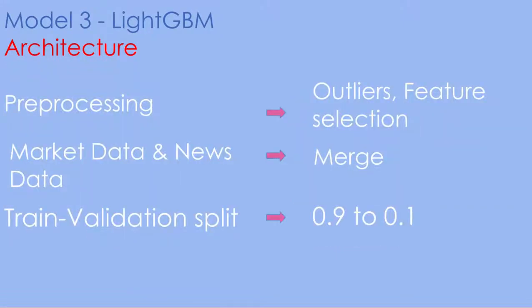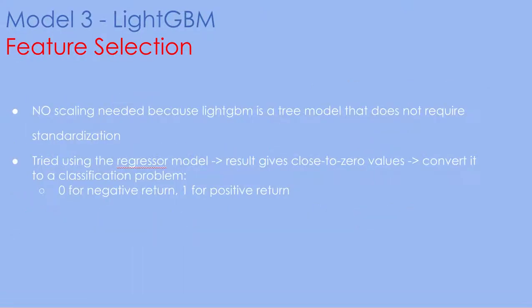Same as the previous model, we apply preprocessing by joining the news data and market dataset and doing a train-test split. An additional preprocessing step we did was feature selection, which led us to exclude the data before 2009 due to the bursting of the housing bubble that led to the financial crisis.